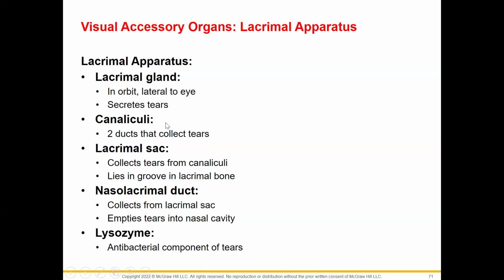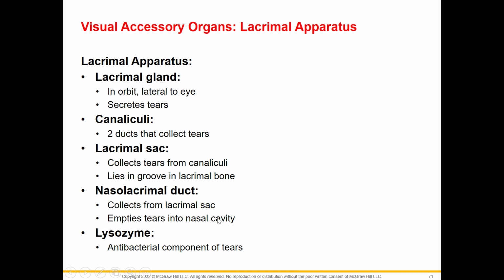Canaliculi, we already know this term means little canals. So these are two ducts that collect the tears. You have the lacrimal sac that collects the tears from the canaliculi. This lies in the groove of the lacrimal bone. You have the nasolacrimal duct, nasal meaning nose, lacrimal referring to the lacrimal apparatus. Duct, of course, that's a tube. So this is the tube that collects from the lacrimal sac. This empties the tears into the nasal cavity.